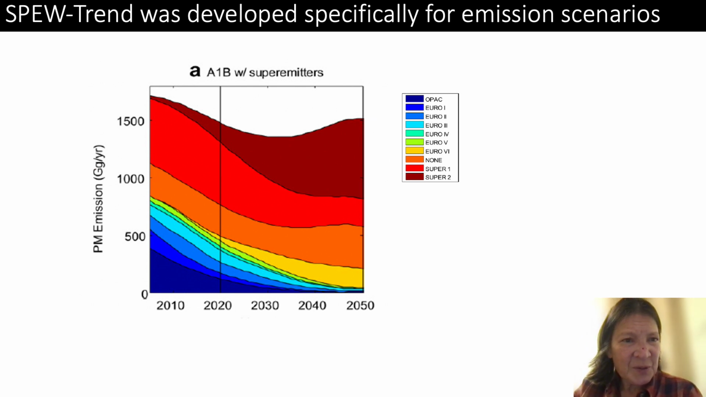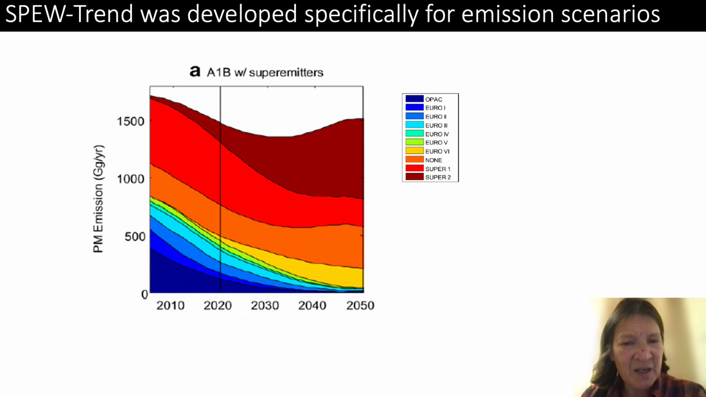So this model, SPEWTrend, was developed specifically for emission scenarios. It's a model I developed. We might choose to use another one. We're going to look for the one that is most appropriate. It's called SPEW because it used to be speciated pollutant emission wizard, and so it seemed like an appropriate name. But what it does is it keeps track of all the emitting technology, and then it can calculate how much emission is coming out. And so this is an example of its product.